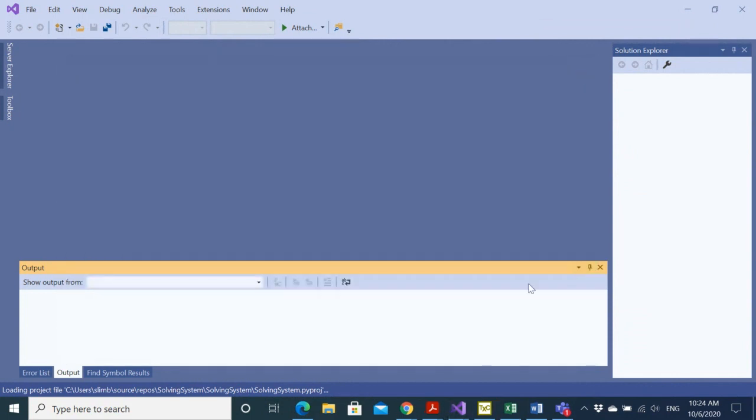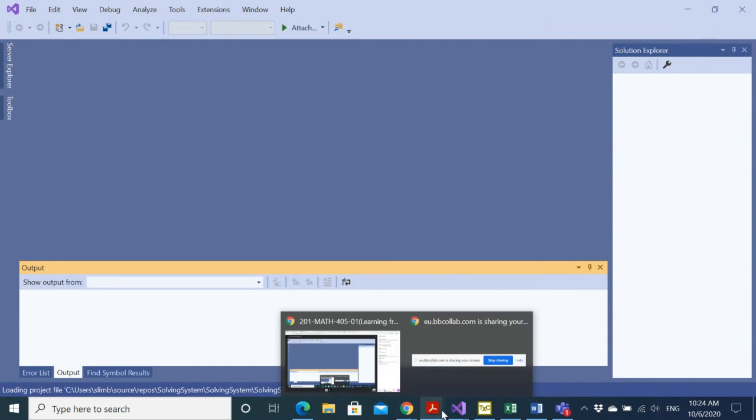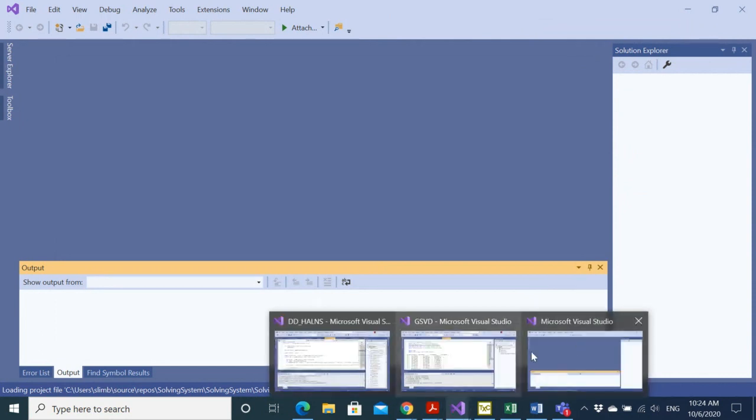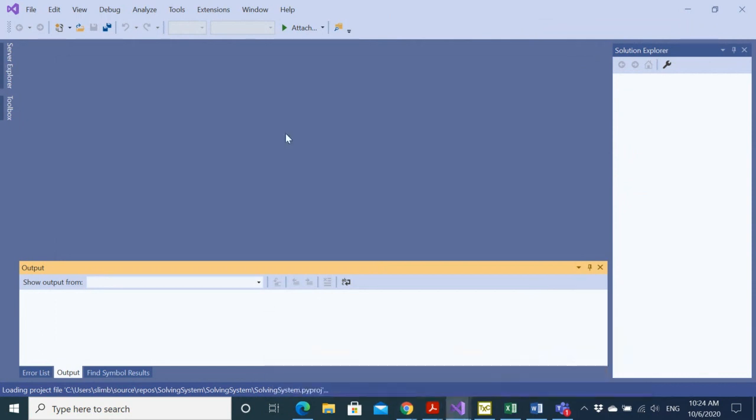Very slow. So I'm trying to close everything that is running. Let's stick to this. It should be loaded. Okay, so I'll stop sharing. I'll come back to it when it loads.